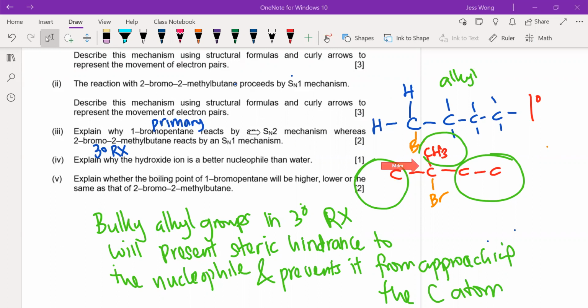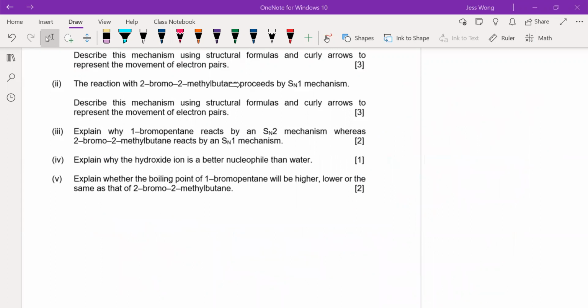So in an SN2 mechanism, the nucleophile needs to approach the carbon which is bonded to the halogen. So the bulky alkyl groups in a tertiary halogenoalkane will present steric hindrance and prevent it from accessing it. All right, that is for this question. Next, we're going to go on to the next one.